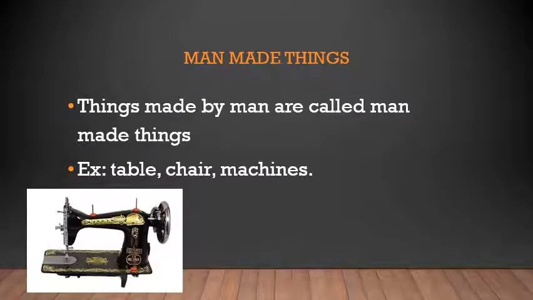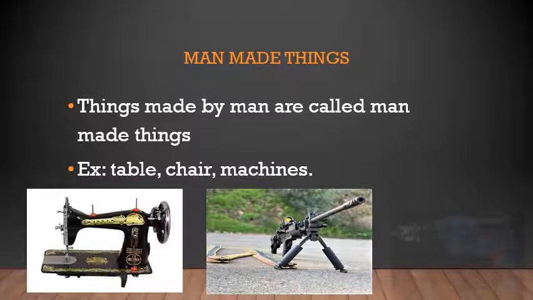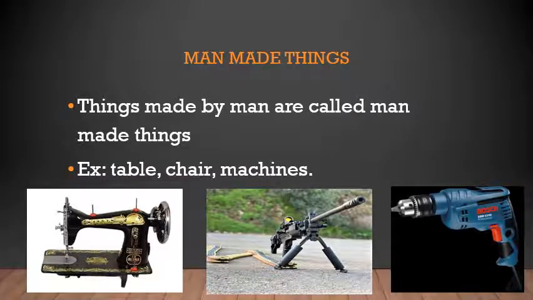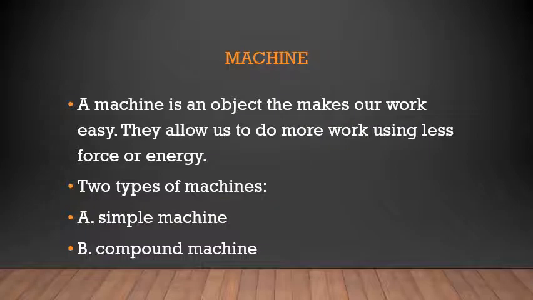The sewing machine is one example of a man-made thing. A gun and a drilling machine. These are all good examples of man-made things that are used in our life. Now, we are going to see what are machines. A machine is an object that makes our work easy when it allows us to do more work using less force or energy.